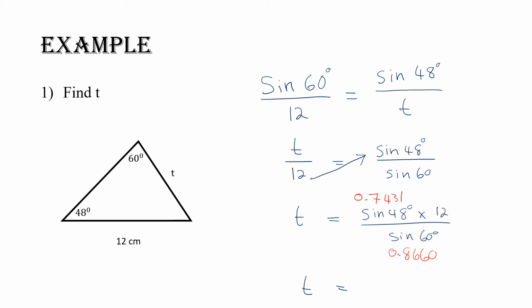This answer looks possible. 10 centimeters. What unit are we working with? Yes, 10 centimeters. So this side here is approximately 10 cm. I round off to the nearest whole number again. Good. So that's what we get there. So that's basically how we use the sine rule. It's not complicated so long as we understand what is happening. So this is an example.